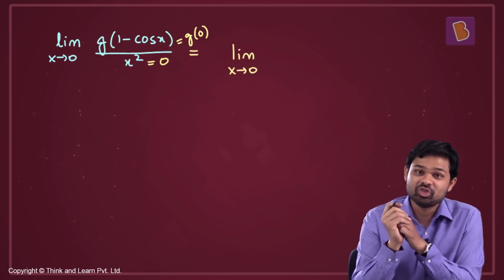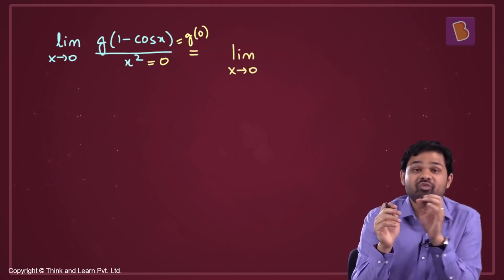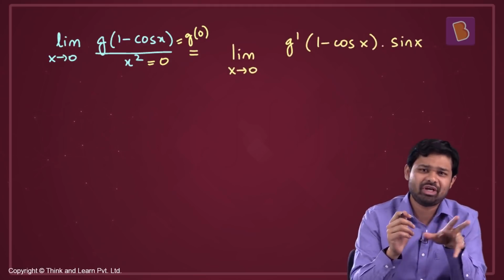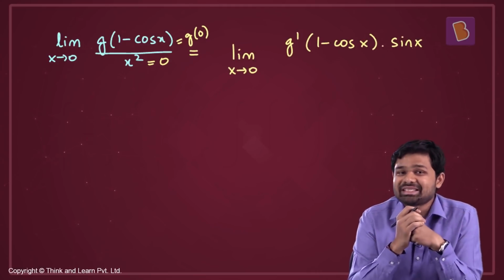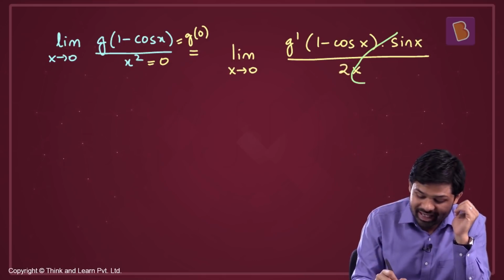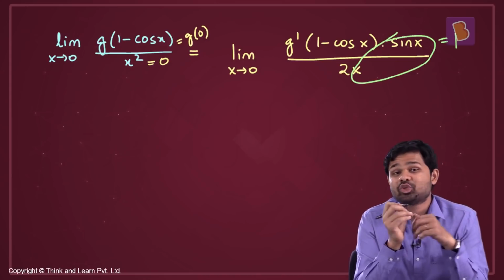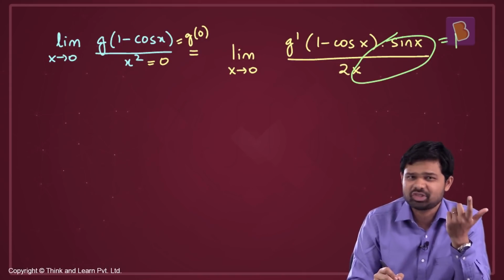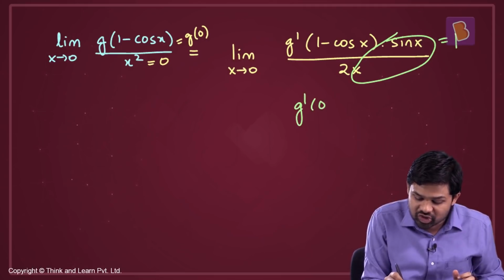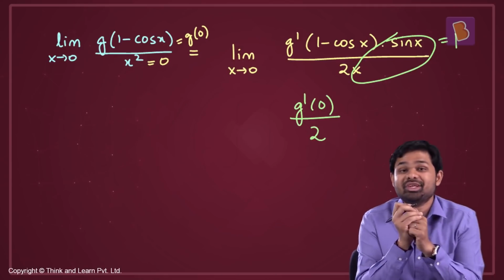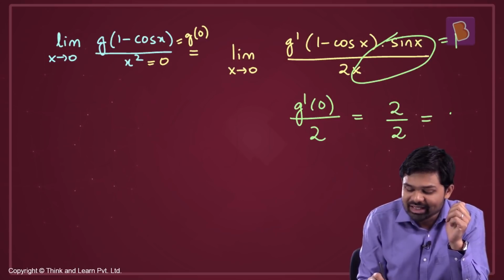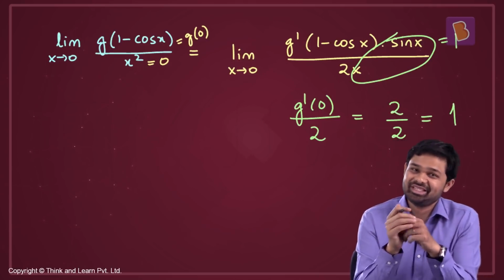So I get limit x tends to 0 of g dash of 1 minus cos x, and don't forget the chain rule of differentiation, multiplied by the differential of 1 minus cos x, which turns out to be sin x, and this divided by 2x. So limit x tends to 0 of sin x divided by x equal to 1. So I have g dash of 1 minus cos 0, which is 1. So 1 minus 1, 0. So I have g dash of 0 divided by 2. So what is g dash of 0? G dash of 0 was 2. 2 divided by 2 is equal to 1. So the correct answer to this question is 1.